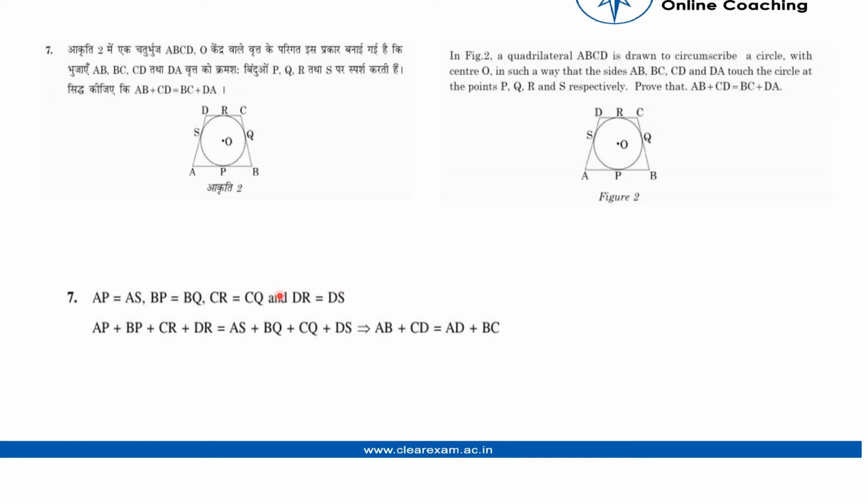So if we add all the left-hand sides and right-hand sides, that is AP plus BP plus CR plus DR, then we get it is equal to AS plus BQ plus CQ plus DS. AP plus BP is nothing but AB, and CR plus DR is nothing but CD. Similarly, AS plus BQ is nothing but AD, and CQ plus DS is nothing but BC.